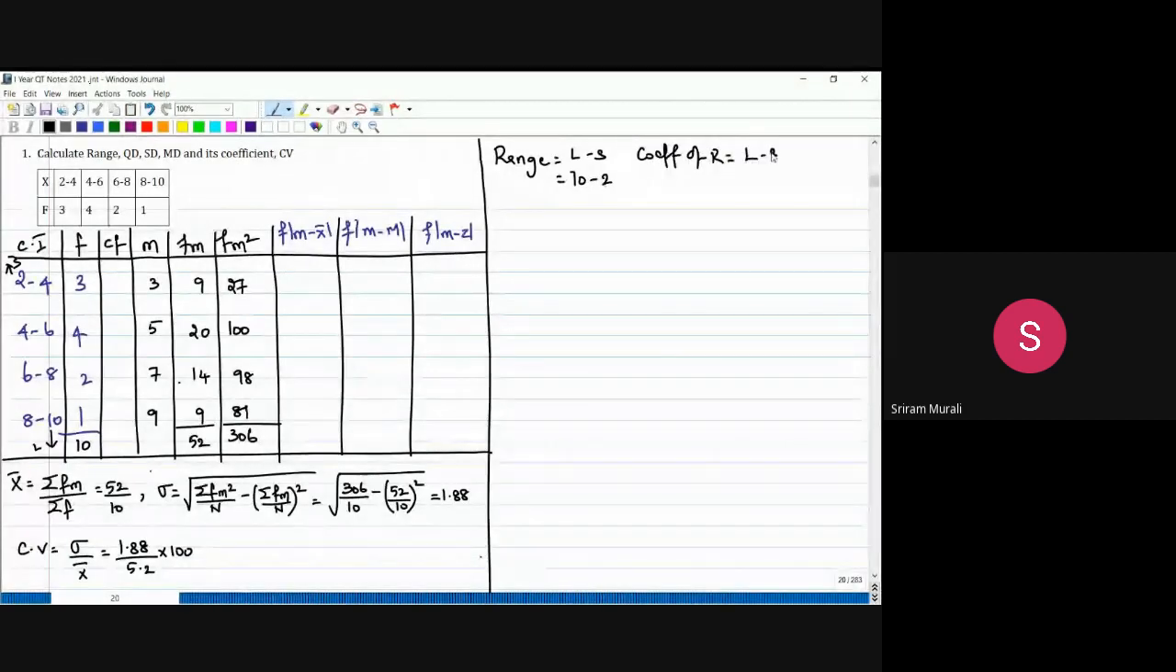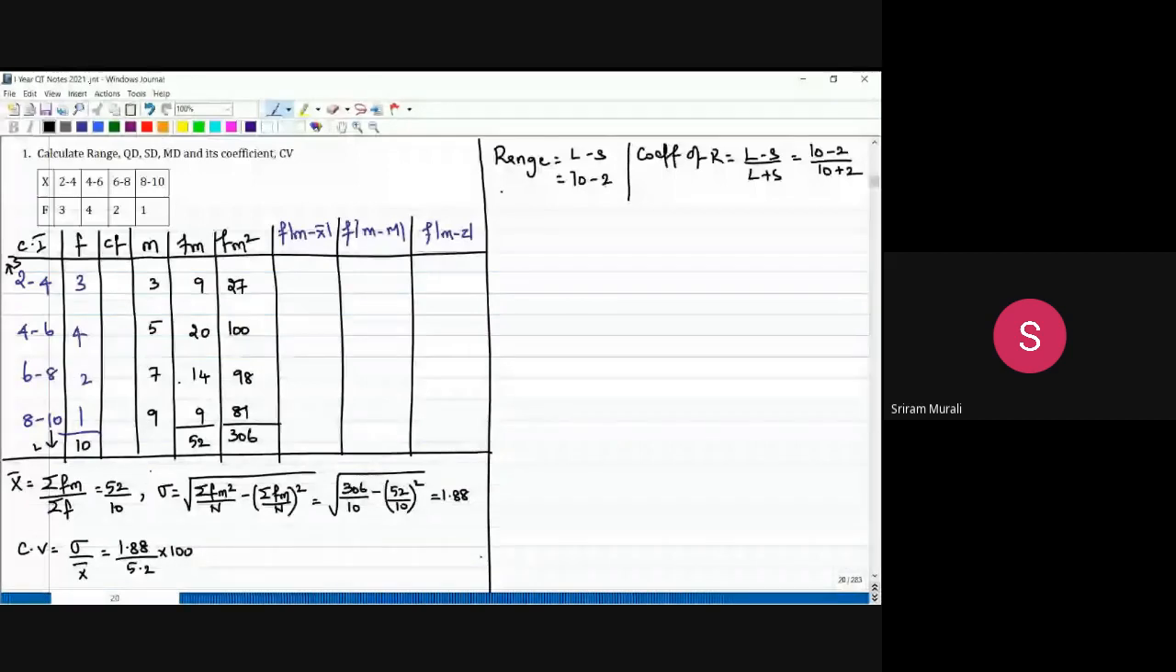L minus S by L plus S. So L minus S, 10 minus 2 divided by 10 plus 2 into 100. That's why I said if a coefficient, if you want to multiply by 100, otherwise ignore. That is up to you.